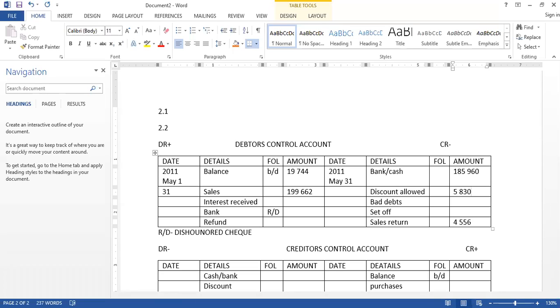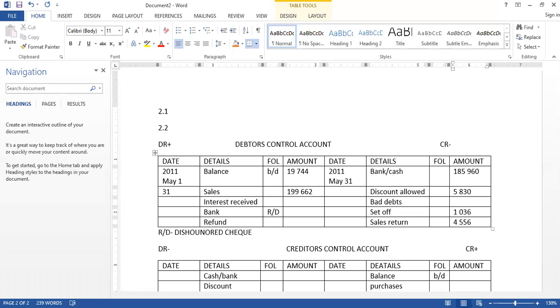And then from there we are left with discount received. Discount received, obviously, will go to our creditors control account. And then we have balances on the debtors ledger set off against balances in the creditors ledger. So we have a set off of 1,036. We record our set off in our debtors control account, 1,036.